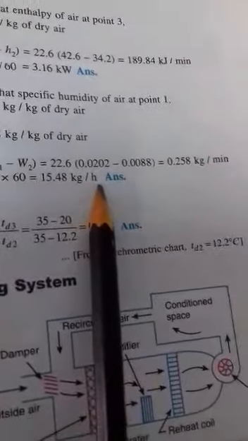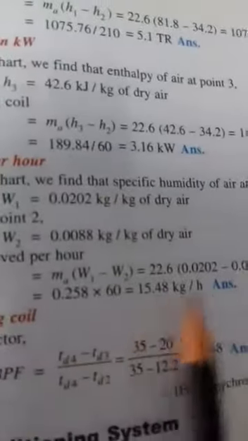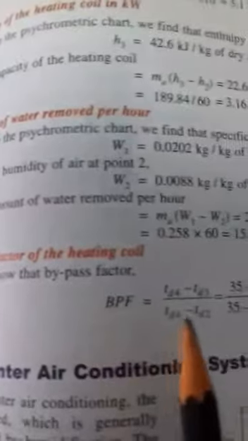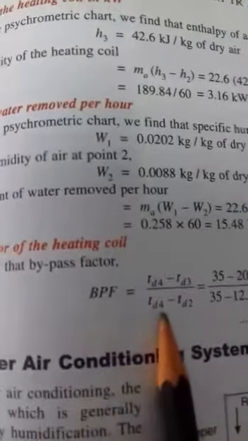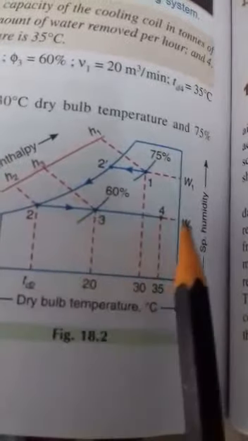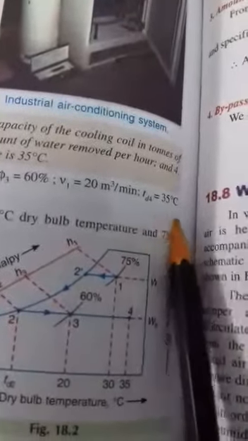Next, the bypass factor of the heating coil that we have to find out. We know that the bypass factor is TD4 minus TD3 divided by TD4 minus TD2. Here you see TD3, this is point 3. We have extended this point up to point 4 because TD4 is given as 35 degree, so we have come up to 35 degree and get point 4. So we are getting points 2, 3 and 4. The bypass factor will be equal to TD4 minus TD3 divided by TD4 minus TD2, that is 35 minus 20 over 35 minus 12.2, which is 0.658. That is the answer.